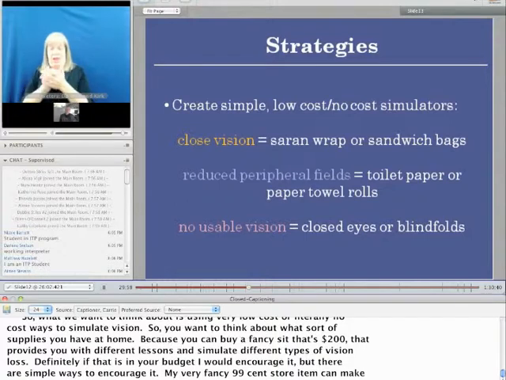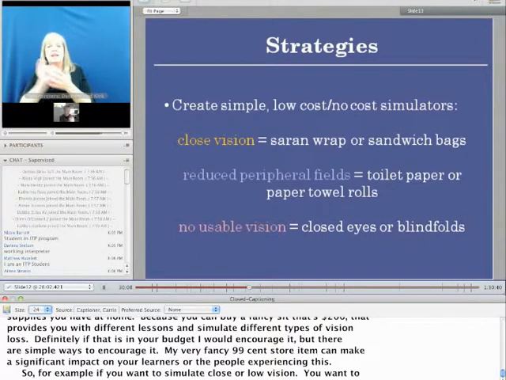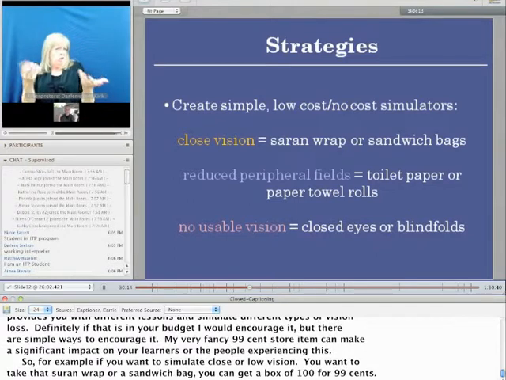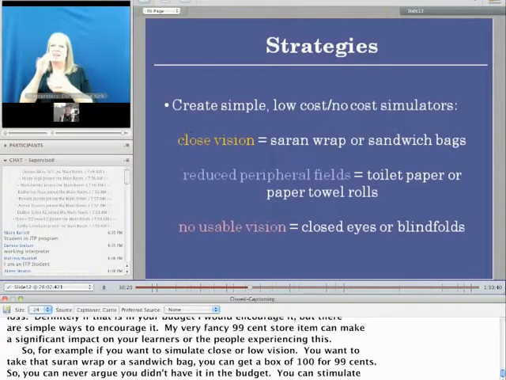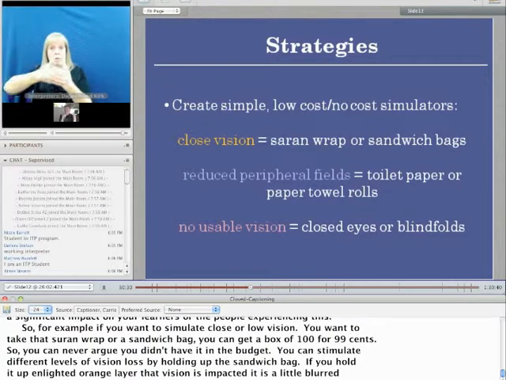So for example, if you want to simulate close vision or low vision, you want to take that saran wrap or a sandwich bag, and you can get a box of 100 for 99 cents. So you can never argue that you didn't have it in the budget. You can simulate different levels of vision loss simply by holding up that sandwich bag. If you hold it up in its original layer, that vision is impacted. It's a little bit blurred, but not too difficult. And as you fold the bag down, obviously the thickness of that, the vision gets worse.